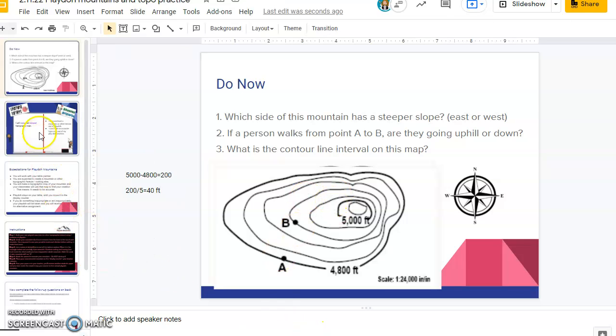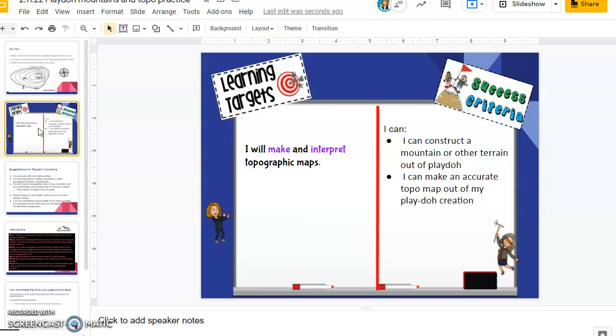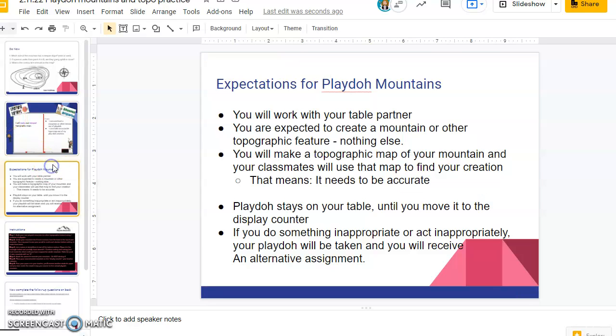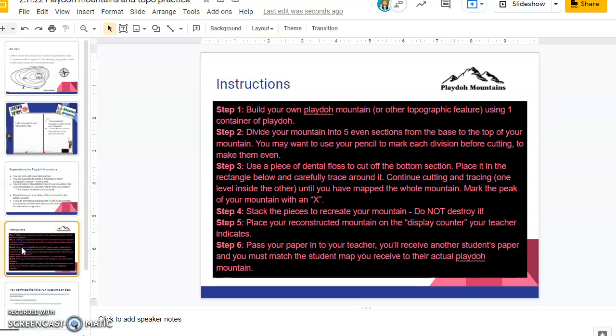So that's for you. So today we're going to make and interpret topographic maps. You can construct a mountain or other terrain out of Play-doh. I can make an accurate topo map out of my Play-doh creation. Well, right here are the expectations we had for Play-doh Mountain. And then here are the steps to build Play-doh Mountain.